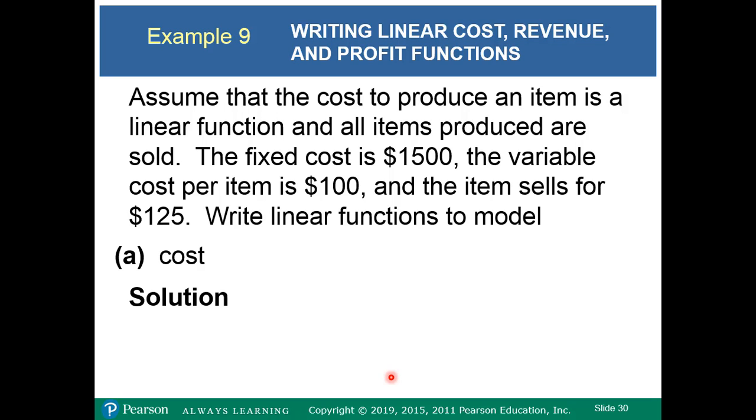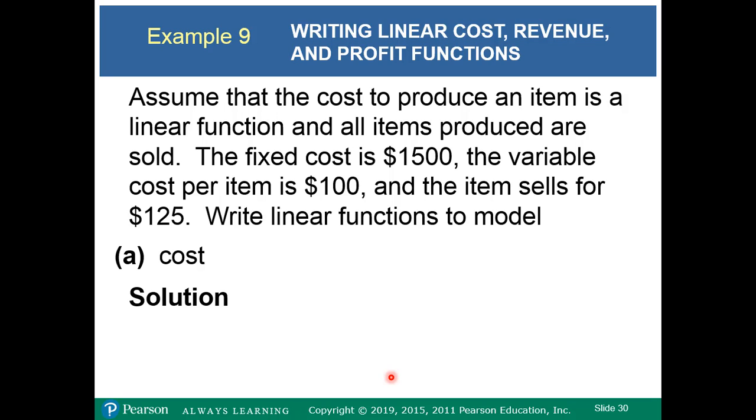So now here's an example. We want to assume that the cost to produce an item is a linear function and all items produced are sold. We're going to use a fixed cost of $1,500 and a variable cost per item of $100. Then we're going to sell each item for the same price of $125. We're going to write linear functions to model the cost, the revenue, and then figure out what the profit function looks like.